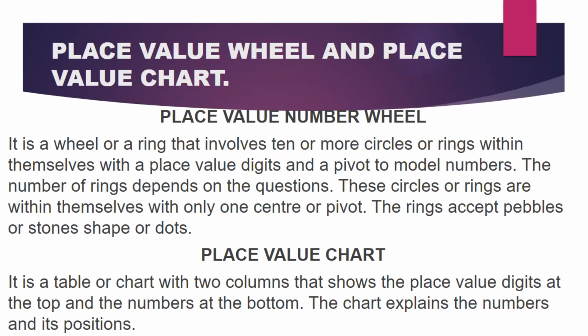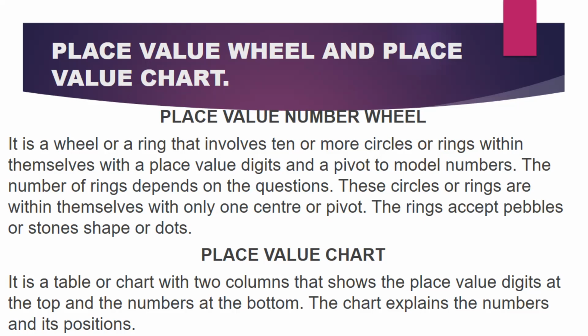The place value wheel, or place value number wheel, is a wheel or a ring that involves 10 or more circles or rings within themselves. The circles are within themselves with place value digits and a pivot to model the numbers. They are inner circles with only one center, and these rings have place value digits. The number of rings depends on the question.